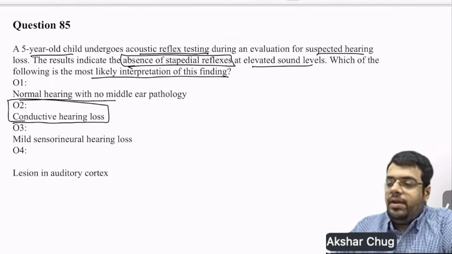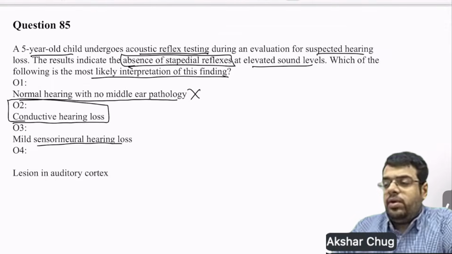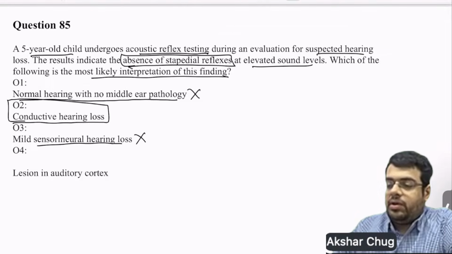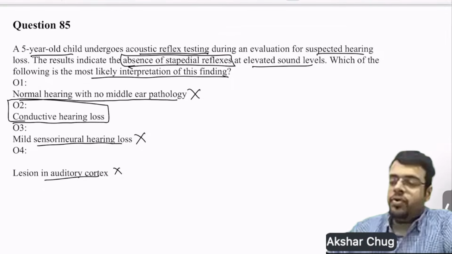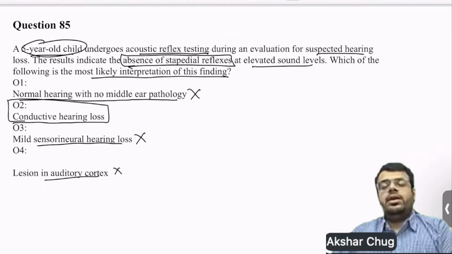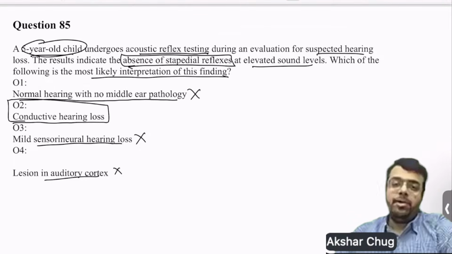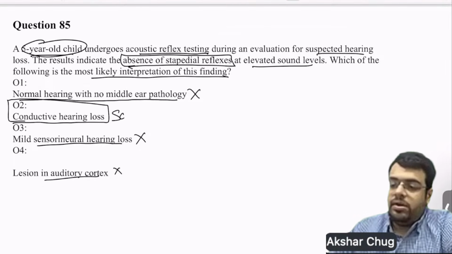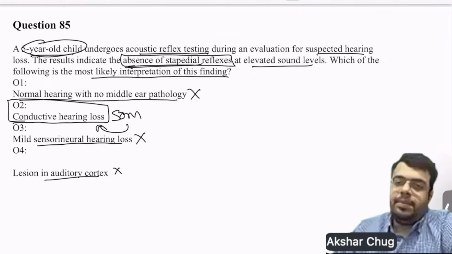Normal hearing with no middle ear pathology, it is not possible. Mild sensorineural, it will not lead to stapedial reflex loss. Lesion in the auditory cortex, again, it will not lead to the absence of the stapedial reflex. So conductive hearing loss also goes well with the age of the child. Younger kids often have adenoid hypertrophy, and it can cause serous otitis media, resulting into conductive hearing loss, resulting into absent stapedial reflex.